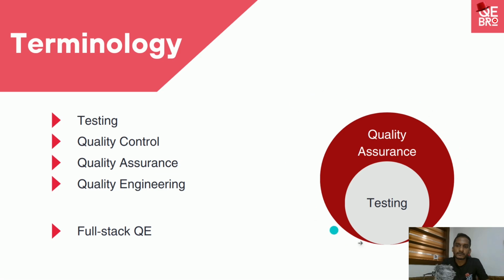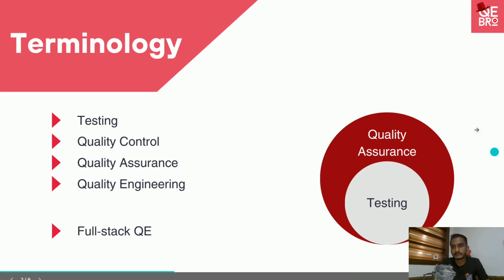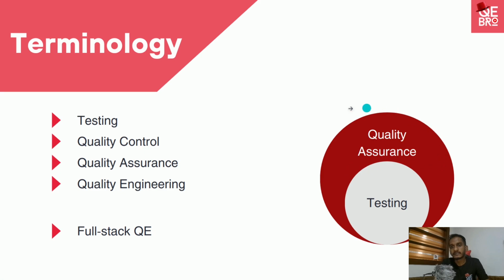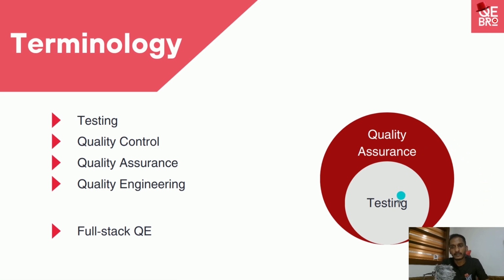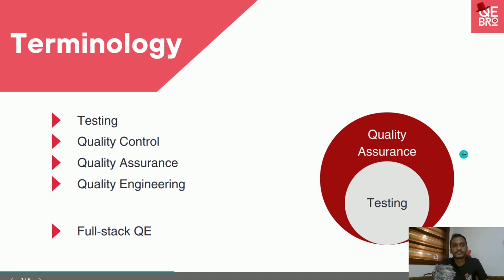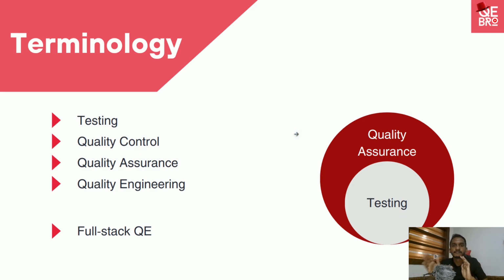So if we check this diagram, we can say testing is a subset of quality assurance. That's correct, right? Because quality assurance is the whole process, which also has the testing stage. So in that case, testing is a subset of quality assurance. I hope now it's clear, the difference between testing versus quality assurance.